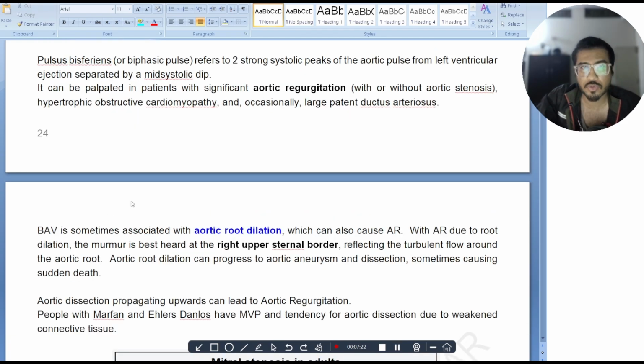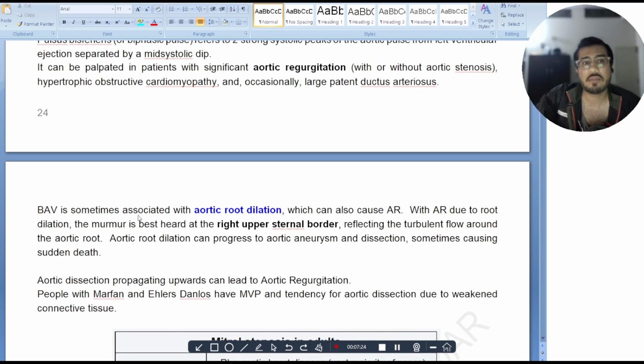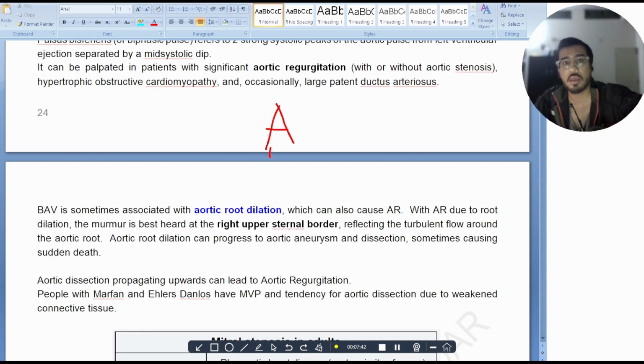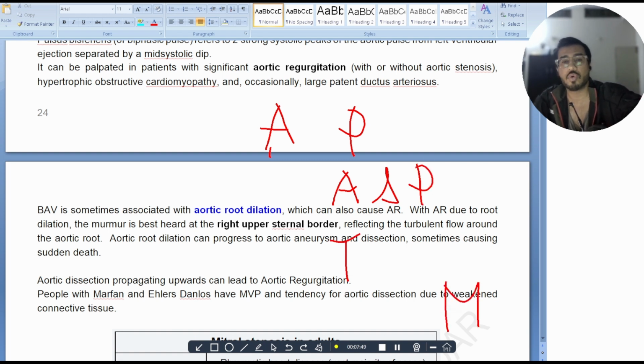So we come towards bicuspid aortic valve, which is sometimes associated with aortic root dilatation, which can also cause aortic regurg. With aortic regurg due to root dilatation, the murmur is best heard at the right upper sternal border. We're gonna come to that mnemonic again, the A and P. As I told you, A, P, A and P regurg. This is T and this is gonna be M. So, as I told you, A and P regurg are here, and this is aortic stenosis, and this is aortic regurg.